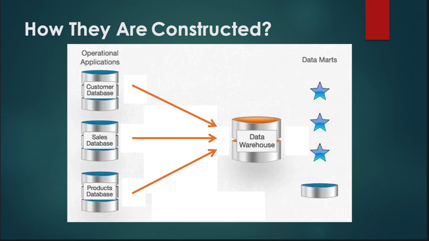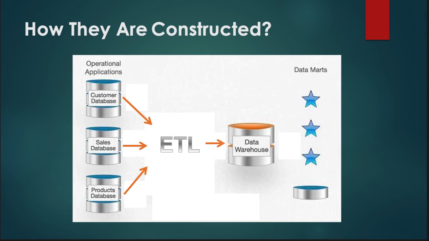Let's take a look at the slide. This is basically how they are constructed. We have the customer database, sales database, and product database, which are centralized into the data warehouse. Next we introduce ETL, extract, transform, and load. Okay, we go into detail.